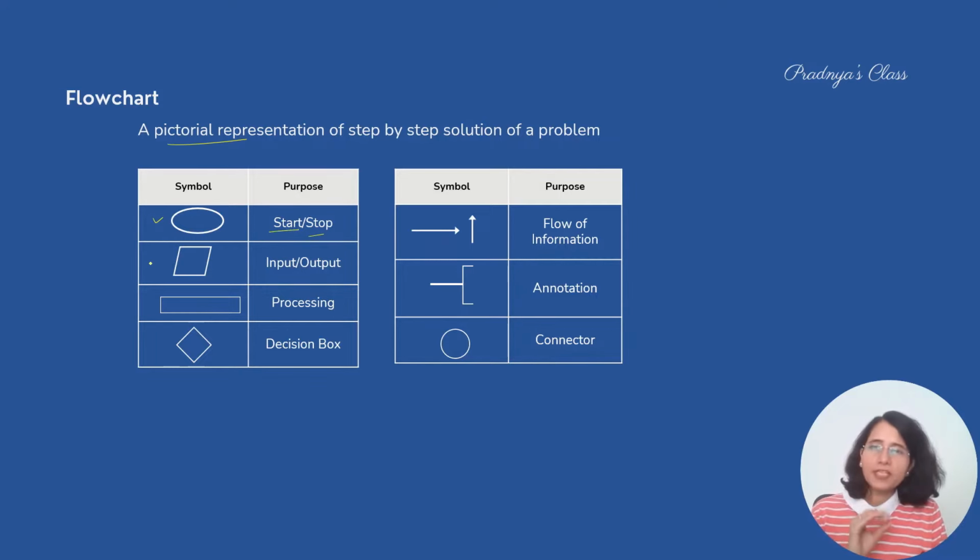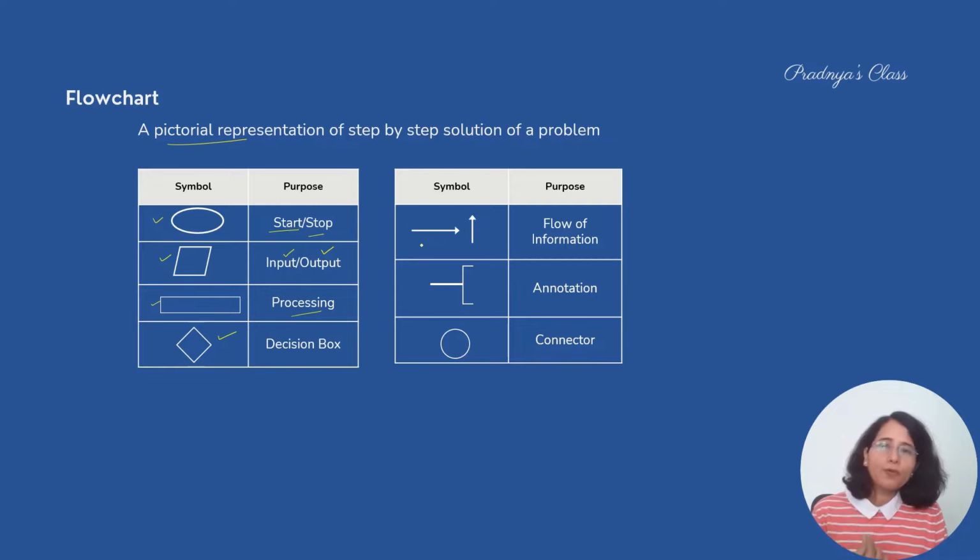The next symbol is the parallelogram. It is used to take input and output. The third one is a rectangle. Rectangle is used to represent processing. If you are taking some decisions in the program, then it is represented by the decision box, which is represented by a diamond, or you can call it a rhombus also.